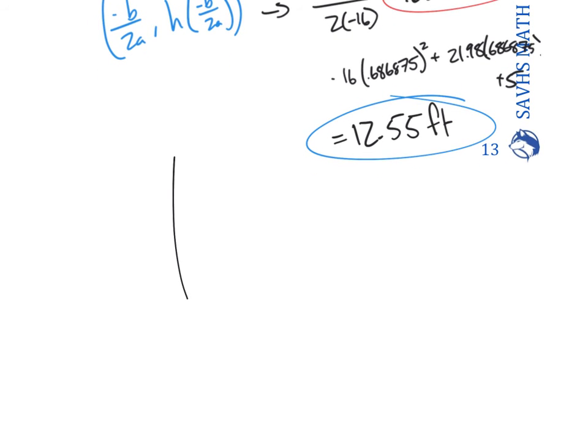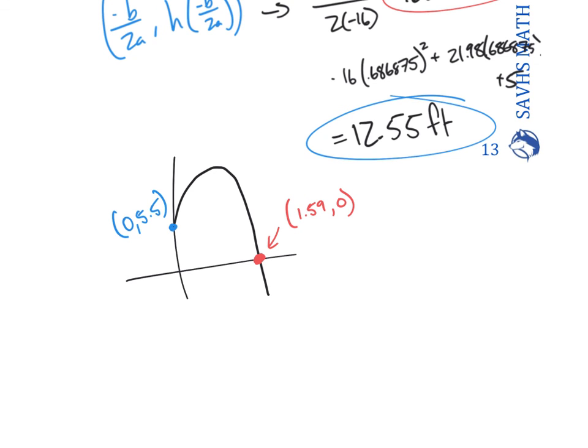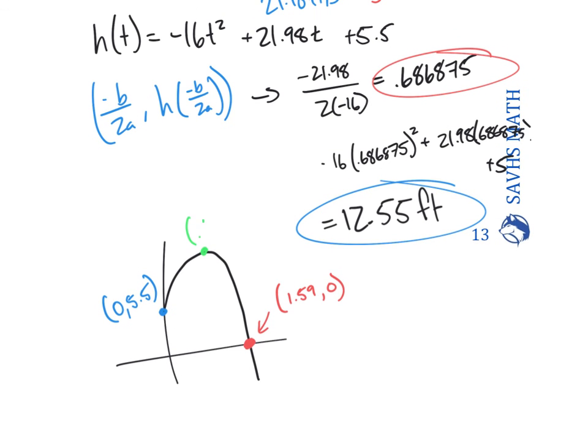So if we kind of graph this, this parabola is going to look like this. This point right here is the point where it hits the ground, which was 1.59 seconds. So this is the point (1.59, 0). This is the point (0, 5.5), and this is the point (0.686875, 12.55).